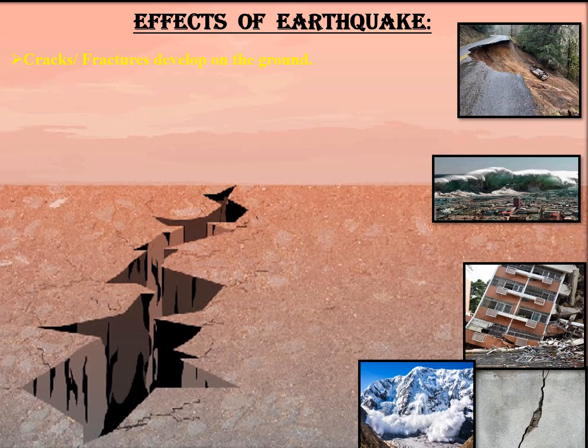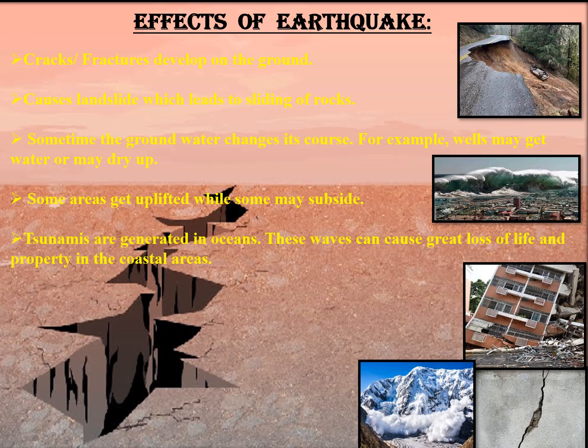First, cracks and fractures develop on the ground. Earthquakes cause landslides, which lead to sliding of rocks. Sometimes the groundwater changes its course. For example, wells may get water or may dry up. Some areas get uplifted while some may subside.